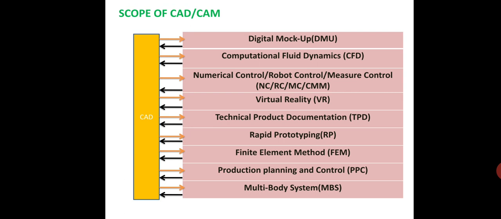Now let us continue with the scope of CAD, and let us see how CAD plays a crucial role in a design process. If you see here in a diagram, at every stage CAD is useful. While in a design mockup, that is DMU, then computational fluid dynamics, then numerical control, remote control or measure control activities, CAD should be there.